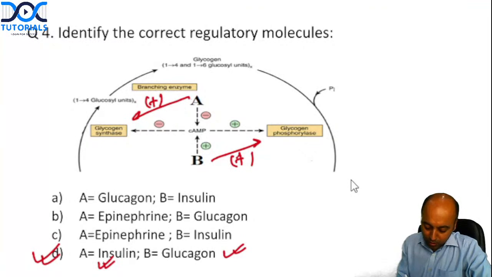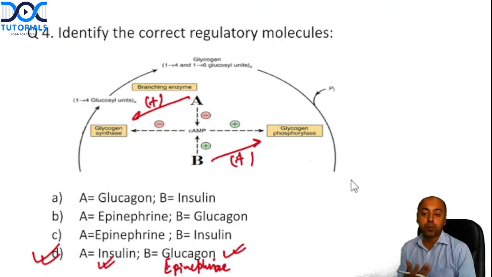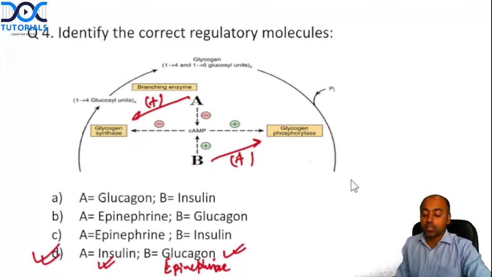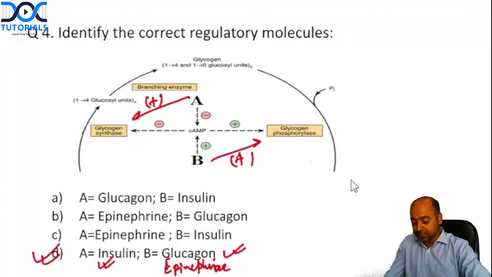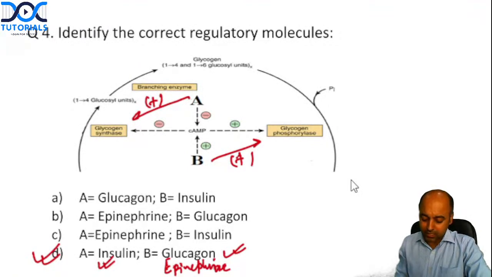In place of glucagon, we can even have epinephrine. Epinephrine and glucagon, both of them are going to induce glycogen breakdown, whereas insulin is going to promote glycogen synthesis.